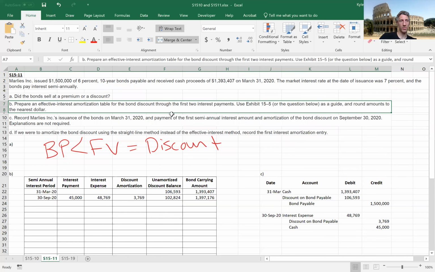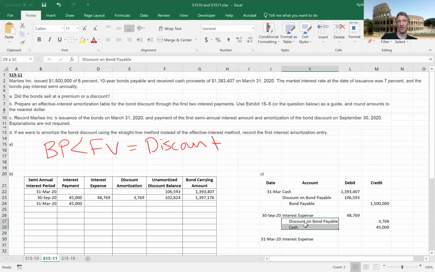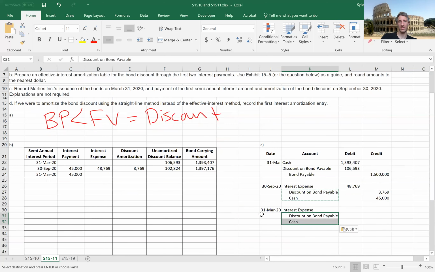So Part B just wanted us to do the first two interest payments. So what we'll do, March 31st, 2020, the interest payment we know is going to be exactly the same. It's going to be $45,000. Remember, that's dictated by the coupon rate as well as the face value. And we'll go through the journal entry as well. Journal entry, it's going to have the same accounts. So I'll copy and paste those down.